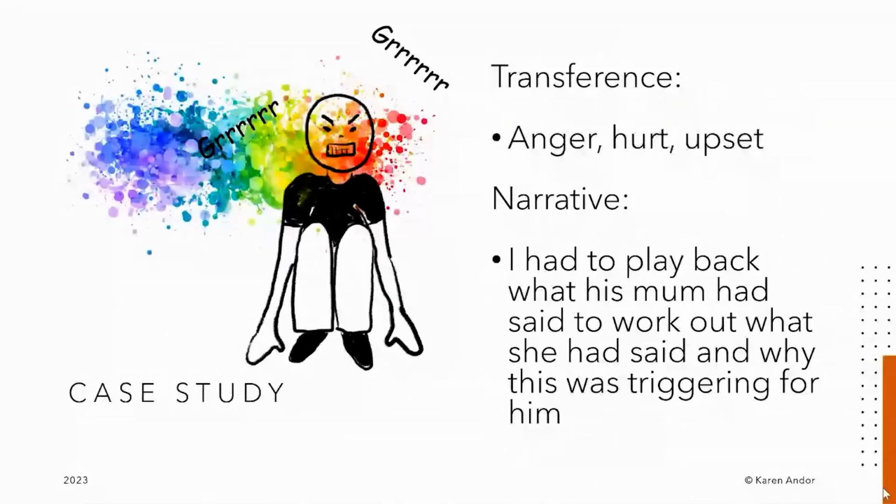And the narrative: I had to play back what his mum had said in order to work out what she had said which was triggering. And the thing that was triggering for him was her saying he was different. So that wasn't immediately evident to me when this scenario happened. It's something that I figured out by going back through the conversation we had just had.